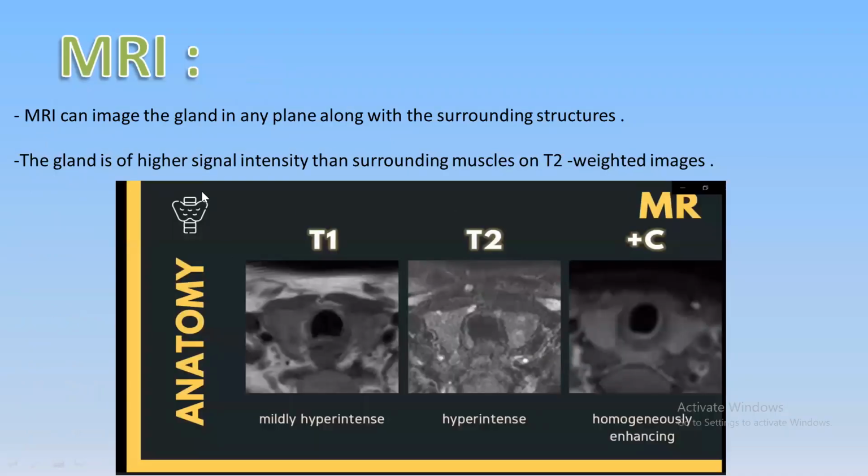MRI can image the gland in any plane along with the surrounding structures. The gland is of higher signal intensity than surrounding muscles on T2. This is the T2 sequence in which you can see the hyperintense thyroid gland from the surrounding. And in the T1, we can see it is mildly hyperintense to the surrounding muscles. On the contrast enhanced, it is homogeneously enhancing.